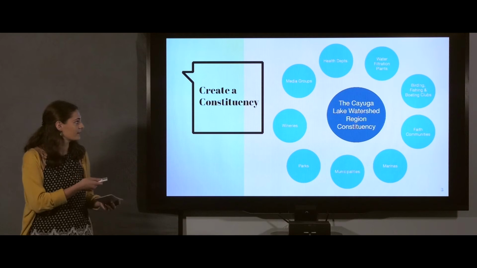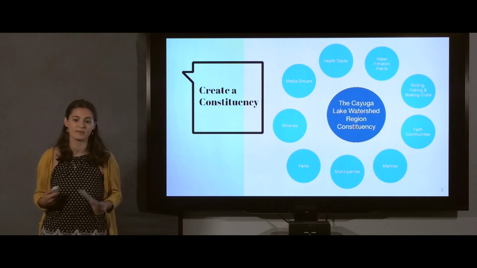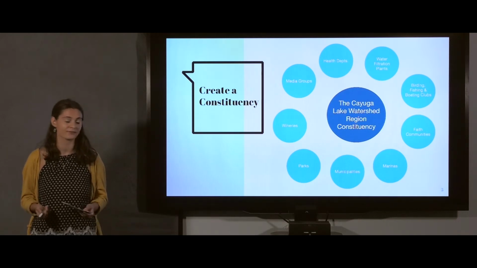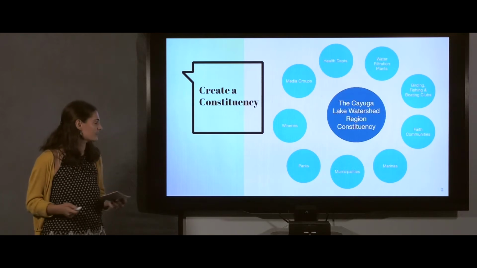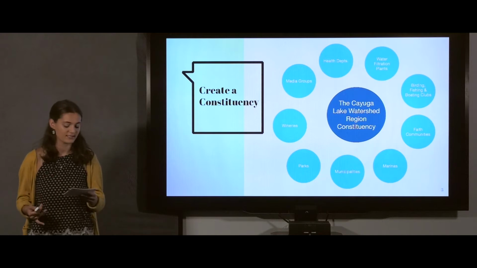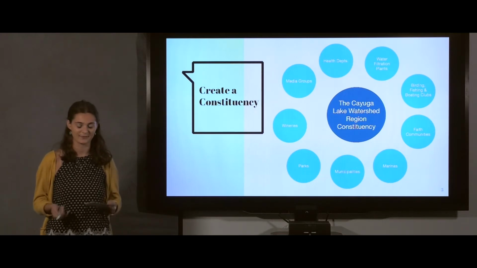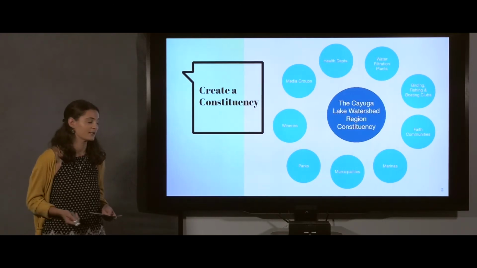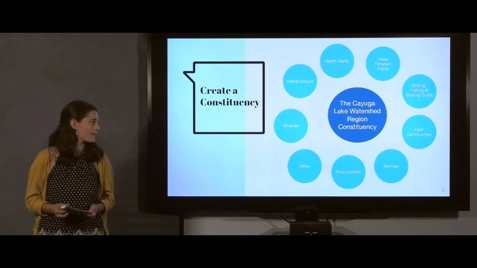And this is the constituency I created for the people of Cayuga Lake with contact with the lake, from transportation to recreation to septic systems to drinking water filtration. And I did this by going out into the Finger Lakes community to see who was interacting with the lake, who would be affected by HABs, and who would care enough to help stop their spread.